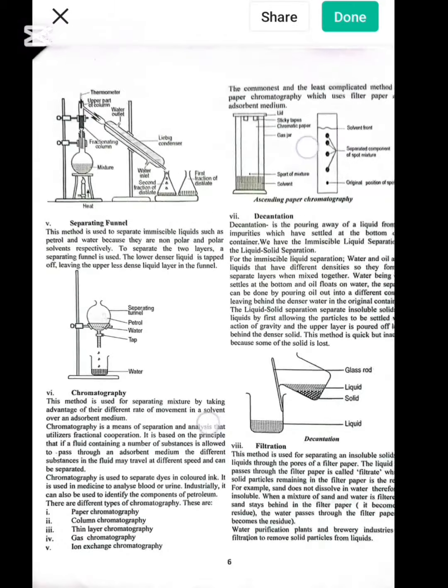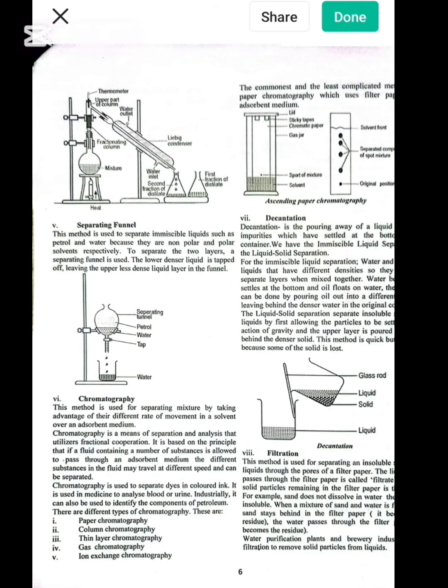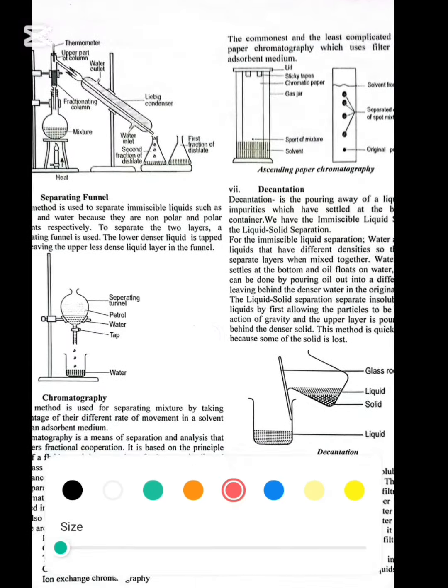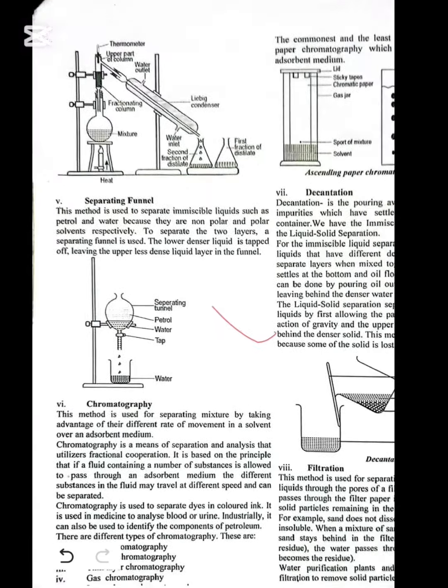Now the next one is the continuation of this: fractional distillation. This is fractional distillation, you can see it there. And this one is the separating funnel. I told you what we use the separating funnel for: immiscible liquids, liquids that are not miscible. So this method is used to separate immiscible liquids.